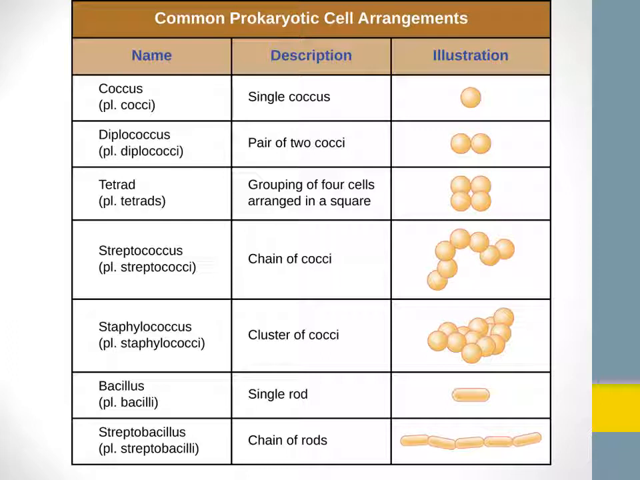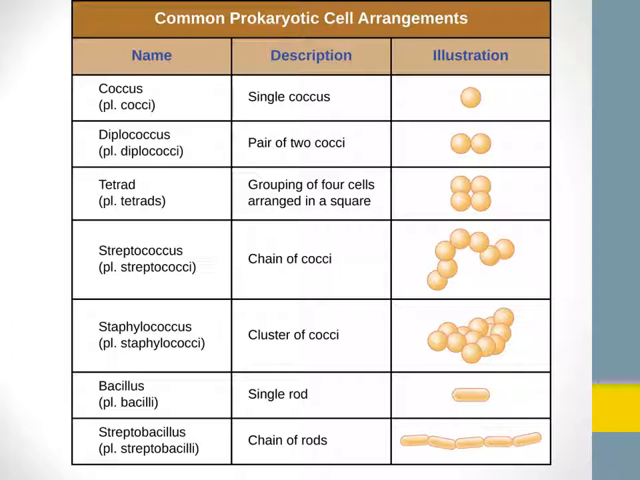What they look like when they're growing on a plate is different. So shape and arrangement is what you see under the microscope. When we look at what it looks like growing on a plate, it can look different. So you wouldn't be able to determine its shape and arrangement when it's growing on a nutrient agar plate.